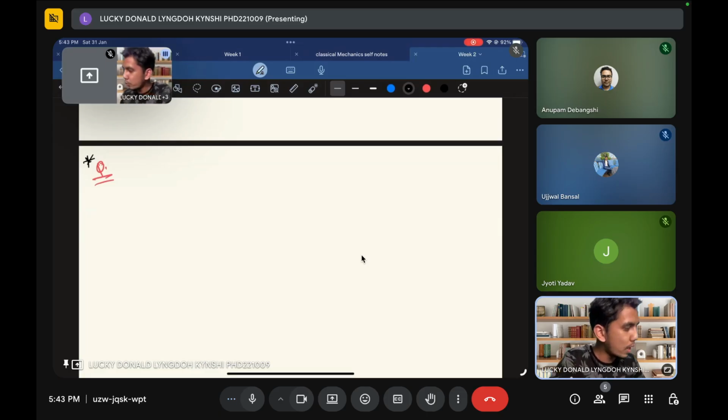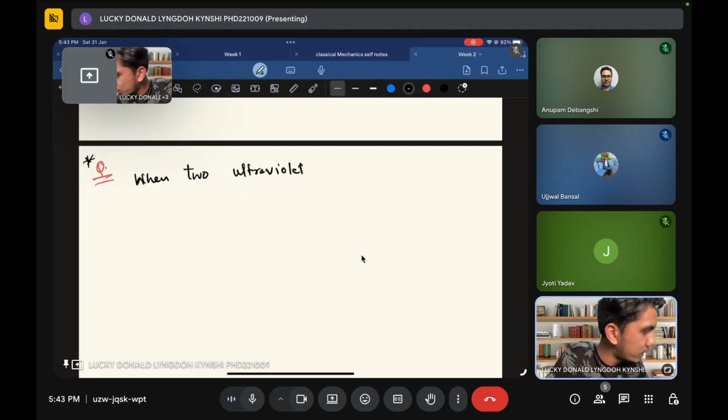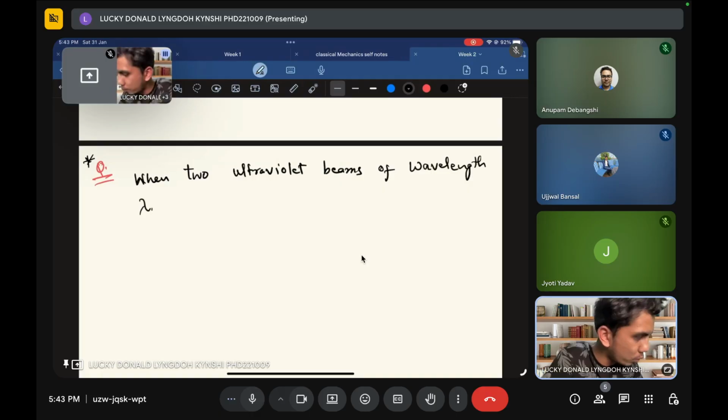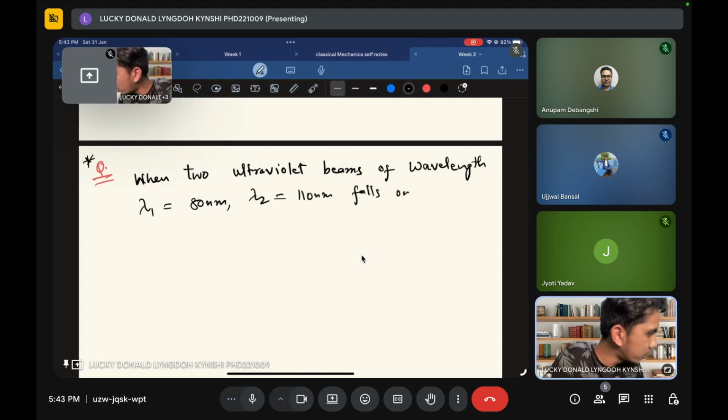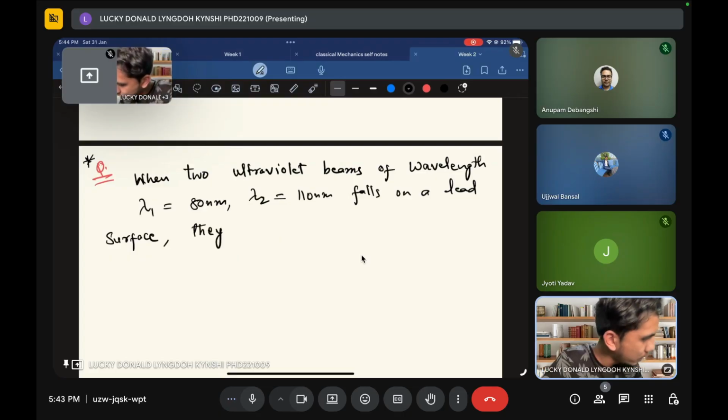The question is: when two ultraviolet beams of wavelength lambda 1 equal to 80 nanometer and lambda 2 equal to 110 nanometer fall on a lead surface, they produce photoelectrons.